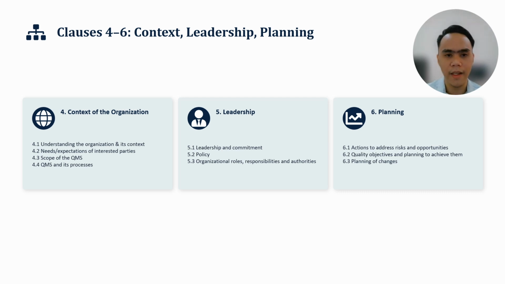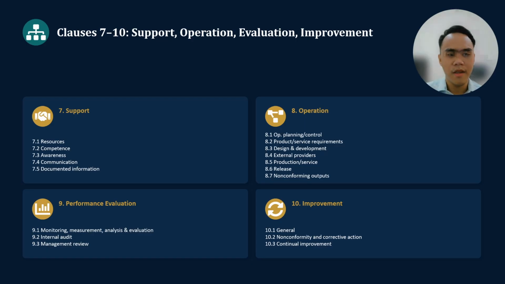Clause 6 is planning. It breaks into 3 sub-clauses that map exactly onto the 3 planning goals we covered in our last video. 6.1 is actions to address risks and opportunities. 6.2 is quality objectives and planning to achieve them. And 6.3 is the planning of changes. So notice that it is the same 3-part planning structure that we've already unpacked in depth, now formally numbered as clauses in the actual standard.